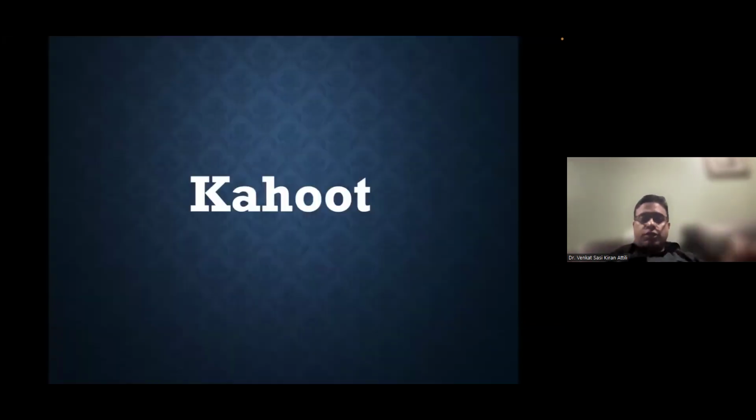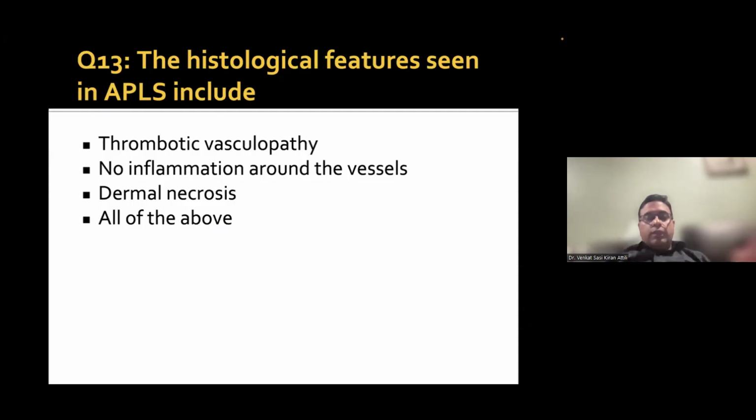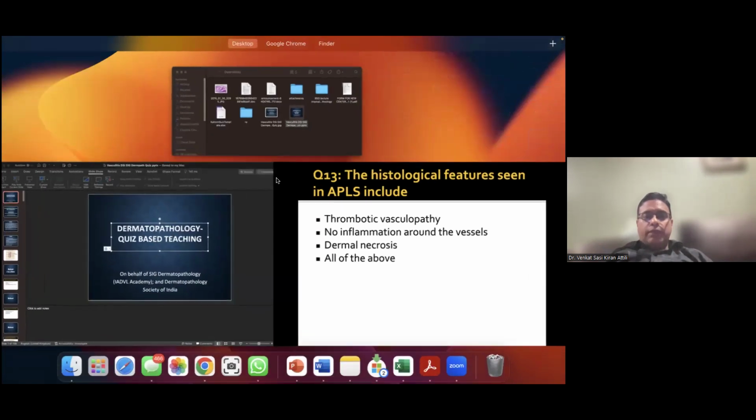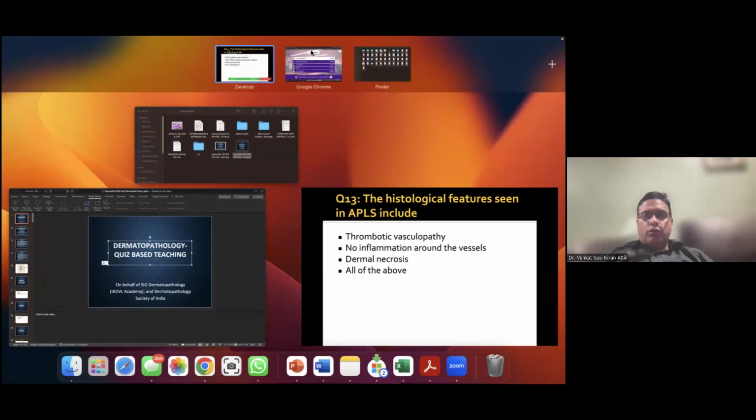So we've got three questions back to back, I think, on Kahoot. That finishes this lecture. The histological features seen in antiphospholipid syndrome include, now you have to use your brains here because I've already discussed most of this. The histological features include thrombotic vasculopathy, no inflammation around the vessels, dermal necrosis, or is it all of the above? I think there's only one option, if I'm not wrong.